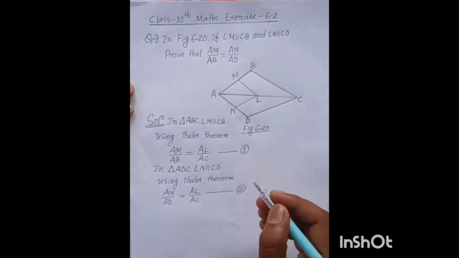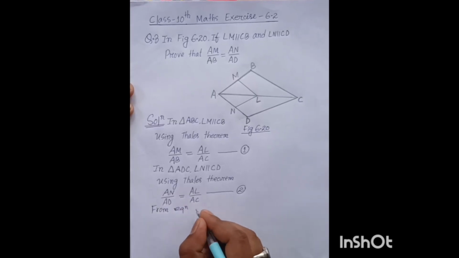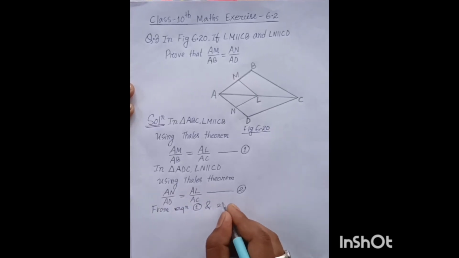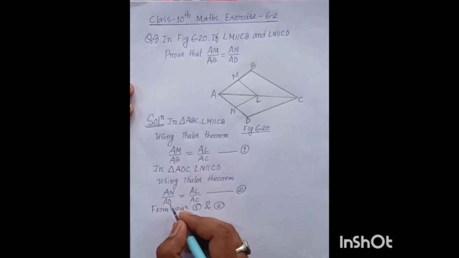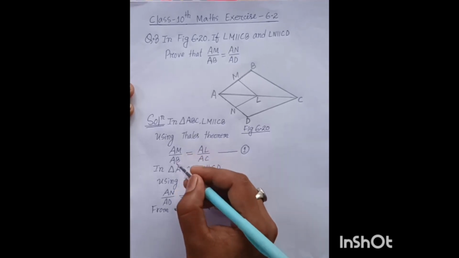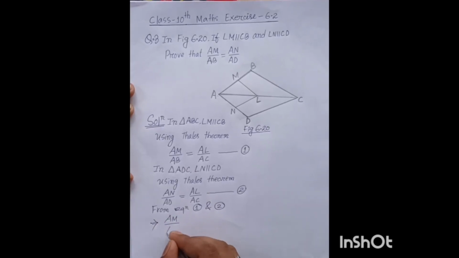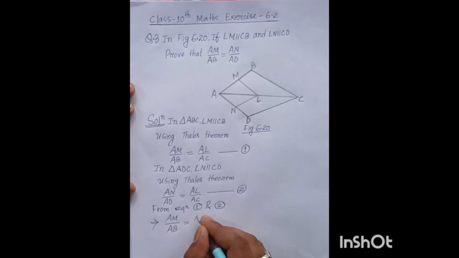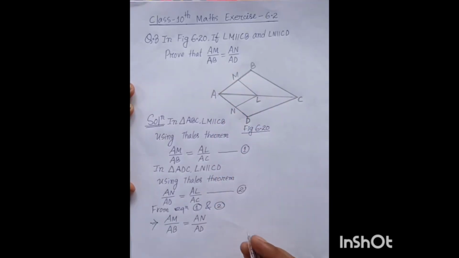Now comparing this equation 1 and 2. So from equation 1 and 2, AM by AB equal to AL by AC and AN by AD also equal to AL by AC. So same ratio I have got here, means I will compare now this and this. AM by AB equal to AN by AD, and this is our proof. AM by AB equal to AN by AD. So hence proof.